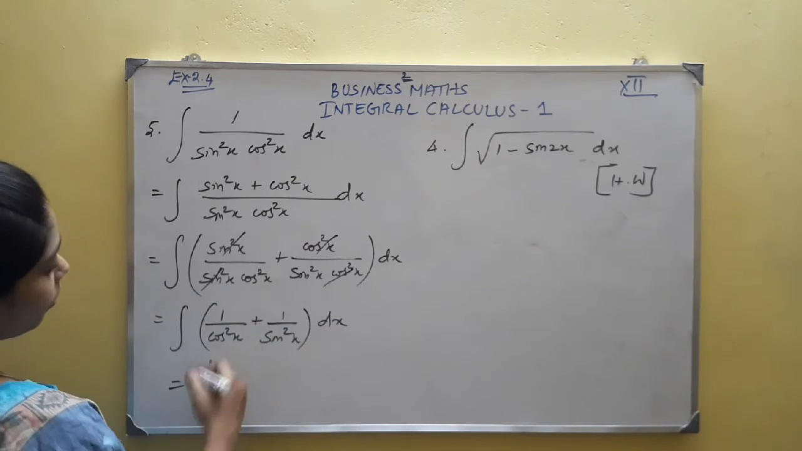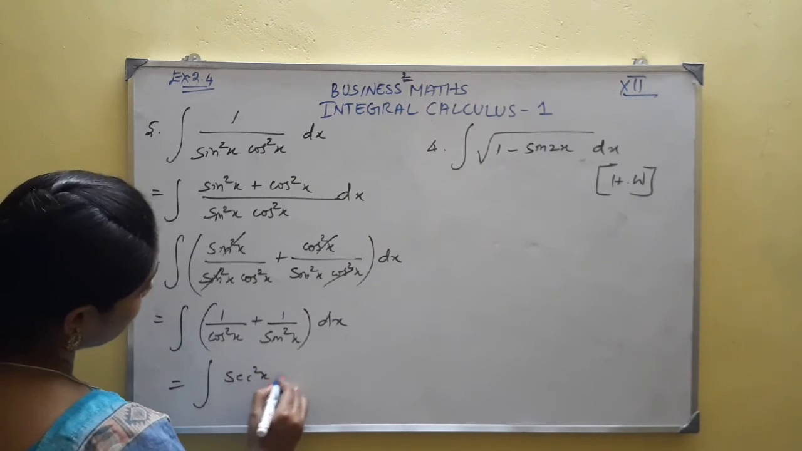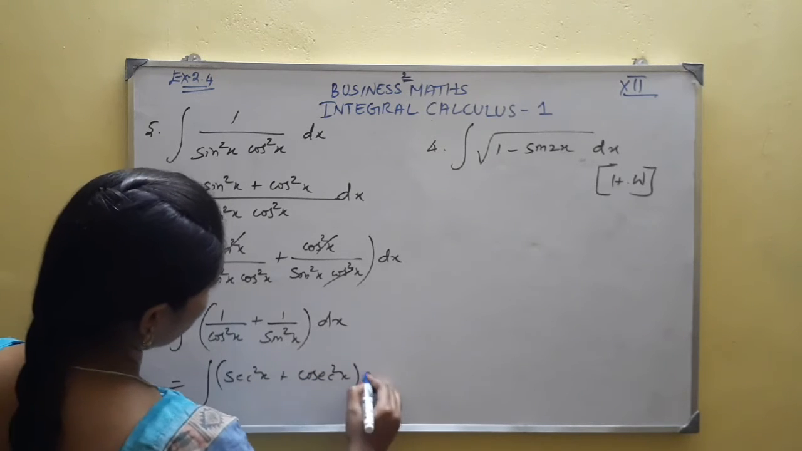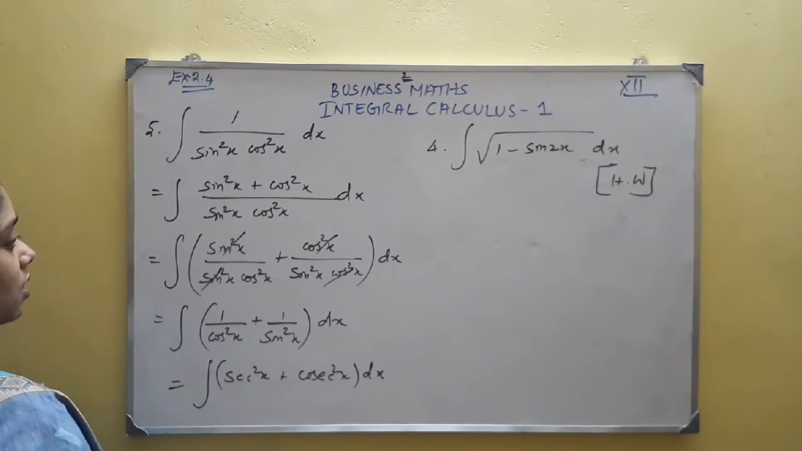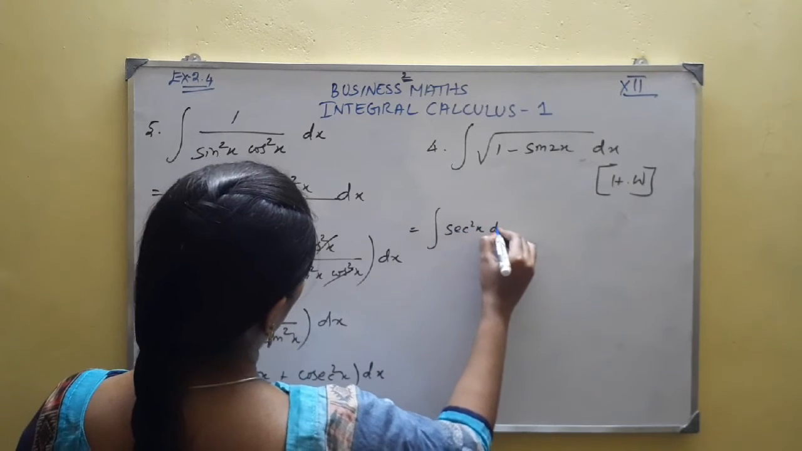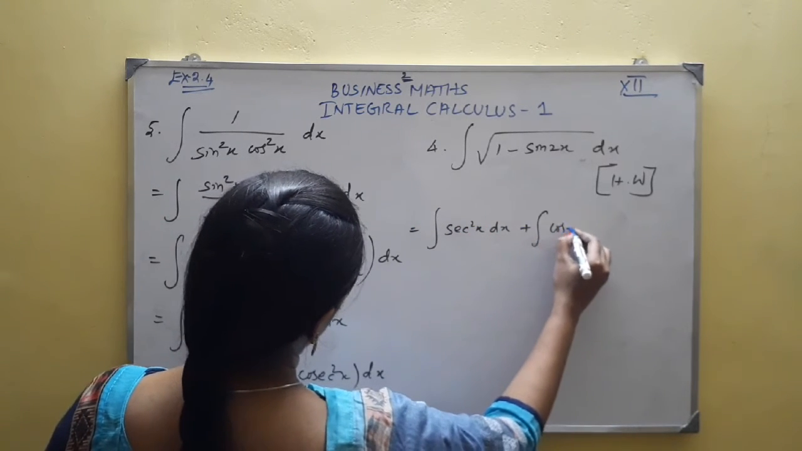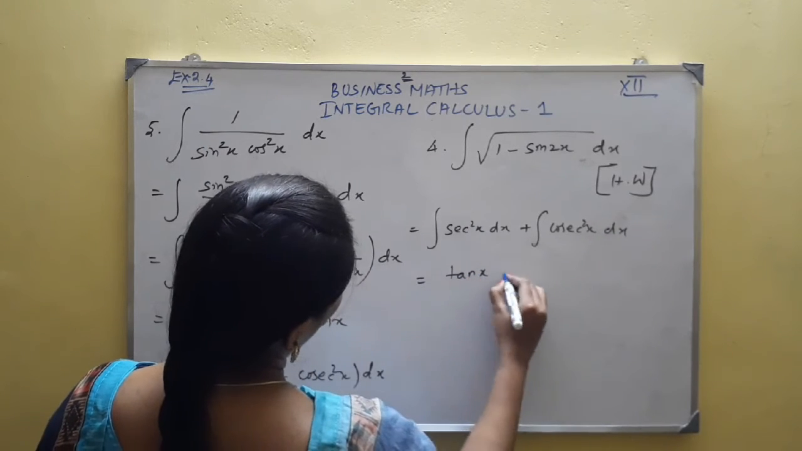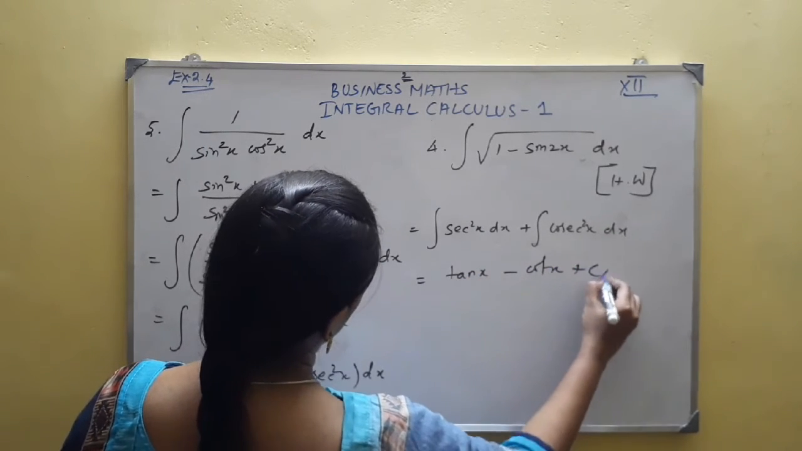So this is actually 1 by cos square x is secant square x, 1 by sine square x is cosecant square x into dx. Now take this integral sign separately for each term: integral secant square x dx plus integral cosecant square x dx. So this is tan x minus cot x plus c.